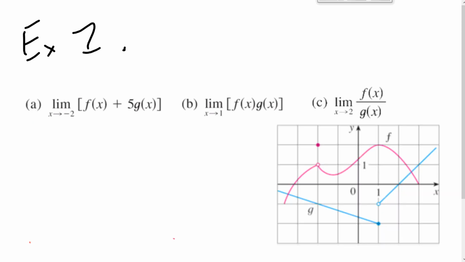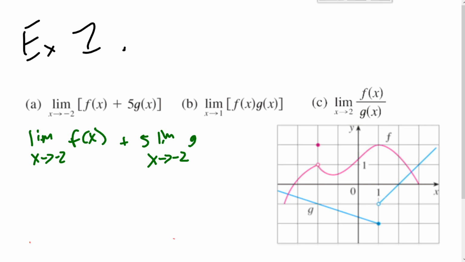All right, so here's an example for you. Don't get scared. All we're going to do is separate these, right? The limit of a sum is the sum of the limits. So I'm going to find the limit of f of x, like what we already did in the last section. And then this one would be plus 5 times the limit as x goes to -2 of g of x.